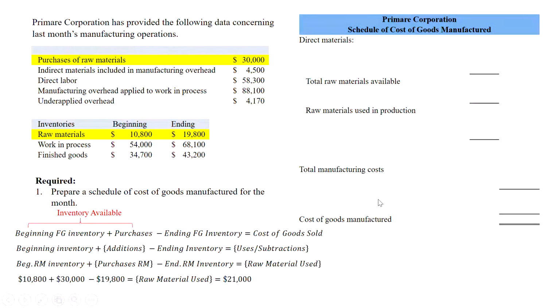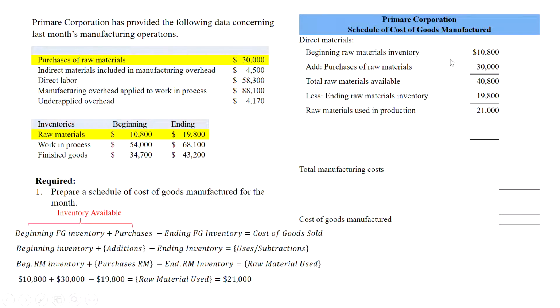So I'm just going to transfer my information over here and say beginning raw material inventory of 10,800. That's what I added here. Plus purchases of raw material of 30,000. That's again what I added here. Ultimately, those two things added together are the raw material, those parts and pieces that I had available to add into my manufactured product, of 40,800. If I subtract, just like I did here, the 19,800 ending raw material inventory balance, I get raw materials used in production of 21,000.